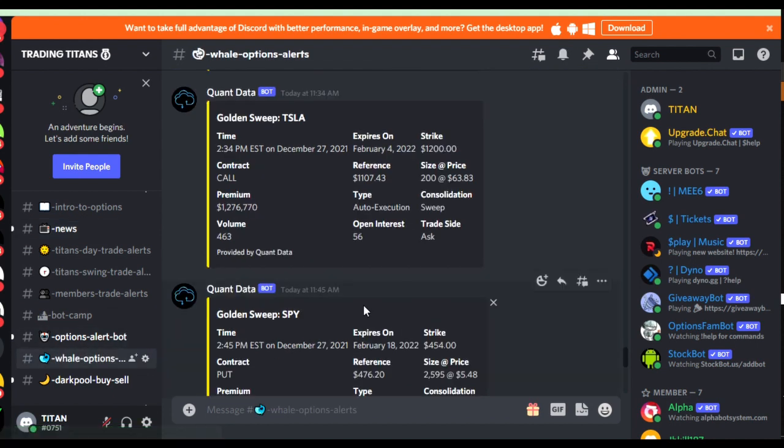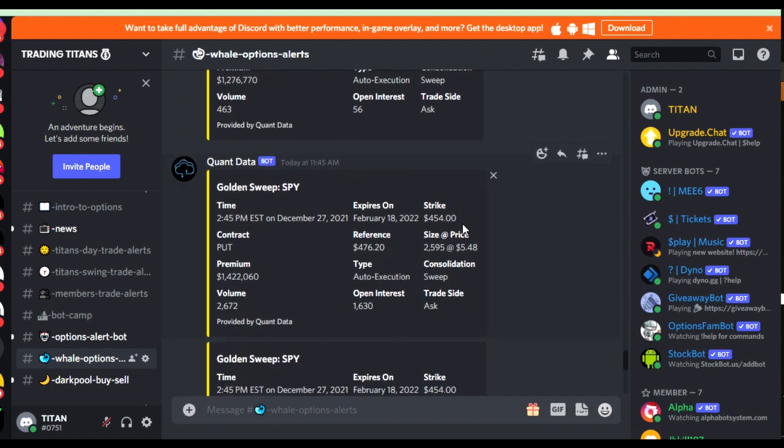Quick little recap. You want high premiums, anything that's over, for me, 200k. You can do 500k for you if you feel safe doing it that way. Sweeps, ask or above the ask, bid or above the bid, and make sure you're picking a reasonable strike price and a reasonable expiration date. You don't have to pick these ridiculous strike prices. Well, this isn't ridiculous for Tesla, but for other stocks, you don't have to pick anything crazy. You could pick something really close, make that quick money. Obviously, the closer the strike price, the more money you make. So stick to that.